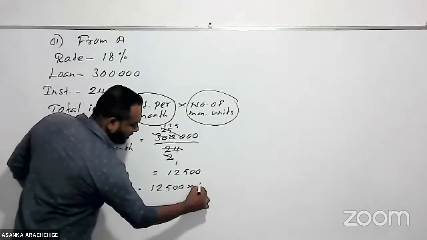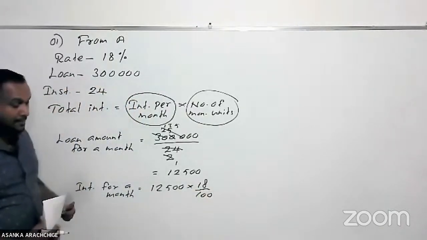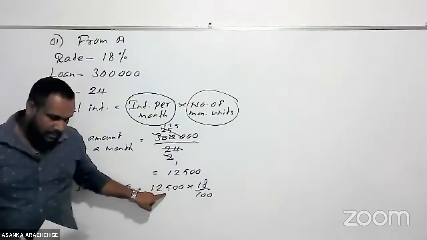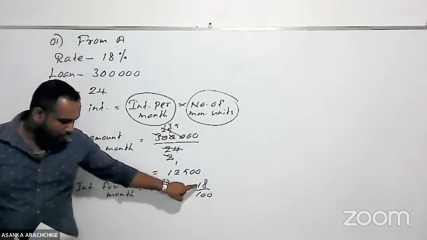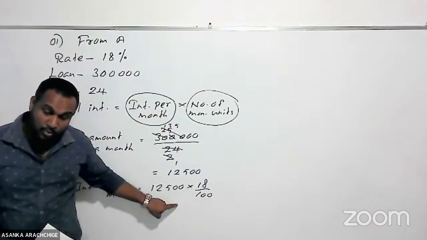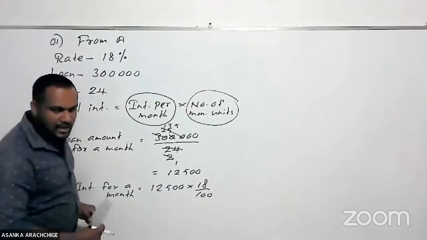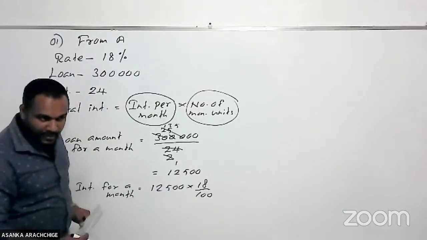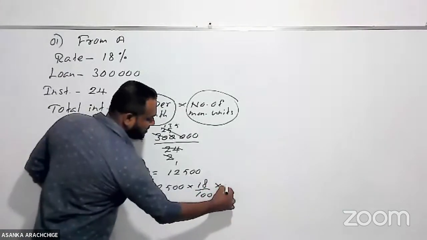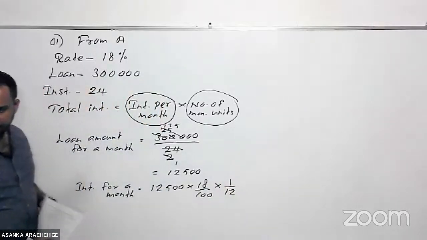Therefore, 18 upon 100. If you multiply the monthly loan amount by the annual percentage, that is the annual interest, but this is monthly. So how many months are there per year? 12 months. Therefore, divide it by 12 or multiply by 1 upon 12.